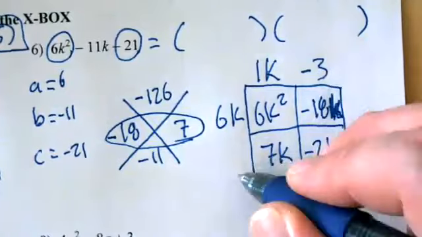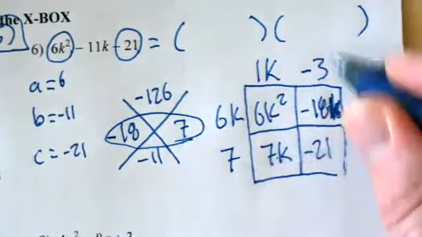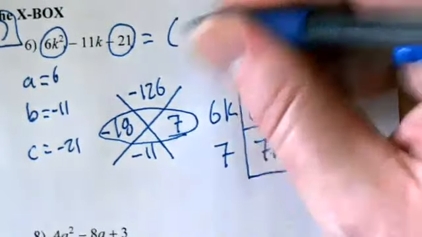Let's see here, what am I going to need down here? 1K times 7 gives us 7K, and that works with the negative 21. And there we go.